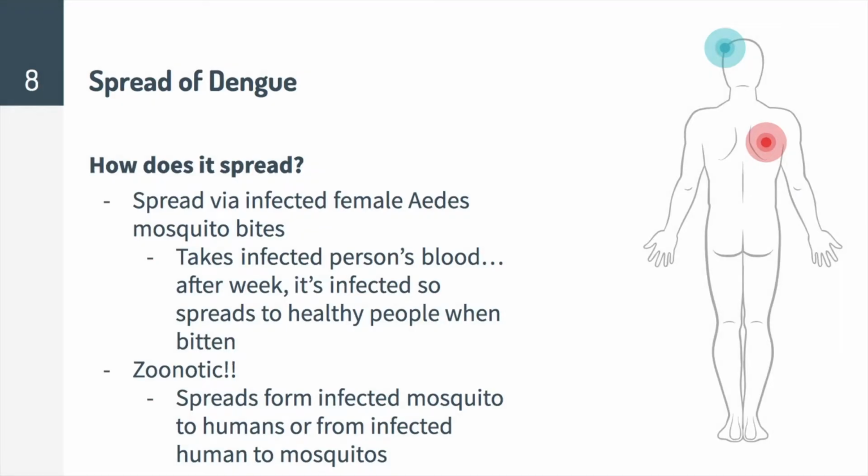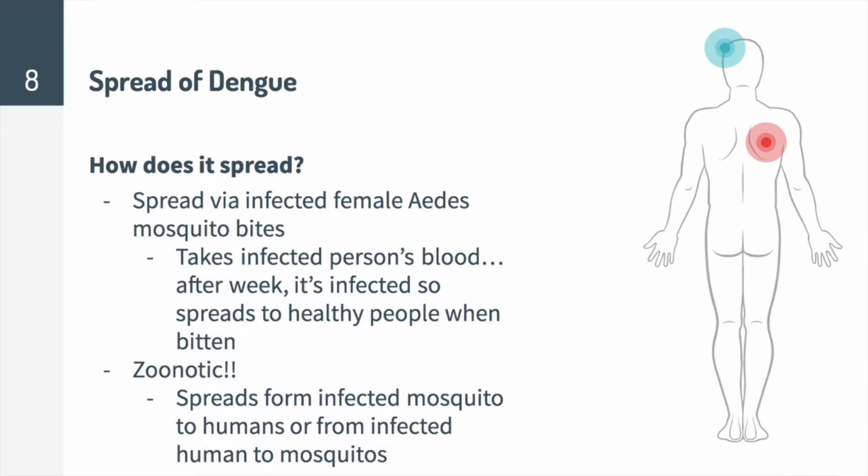So how exactly does the dengue virus spread? Well, as we talked about before, it spreads via the infected female Aedes aegypti mosquito. So what happens is the mosquito bites a person, and it takes the infected person's blood about a week, and then it spreads it to other people, and when the healthy people are bitten by the mosquito, they contract the disease. And it's zoonotic, which means that it spreads from infected mosquitoes to humans, or from infected humans to mosquitoes.